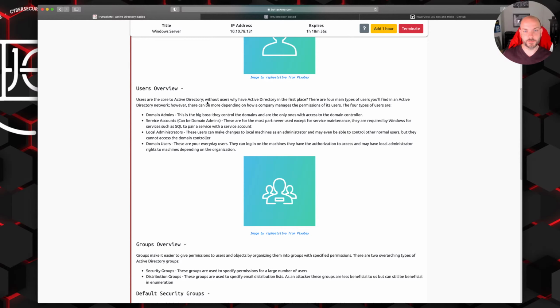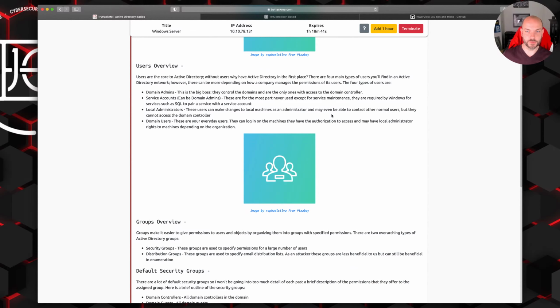Users are the core to Active Directory. Without users, why have Active Directory in the first place? That's what I kind of was mentioning, is across your entire environment, you're going to have a user count associated with individuals, easier to sign in and do different types of services. So a few different types of users within the environment. Domain admins, pretty much they can do anything within the environment. You want to be very specific about who you give these credentials to.